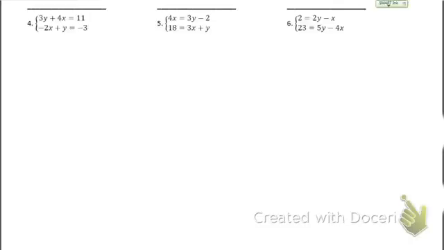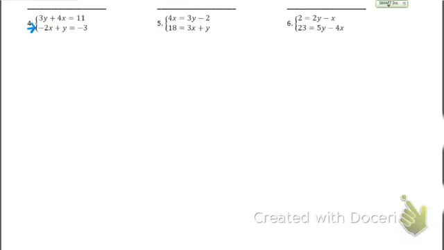Anybody have an idea? Malika, what did you guys talk about? I said that negative 2x plus y equals negative 15 would be easier to convert. Okay, so she said that the second equation would be the easiest to work with. Thumbs up, you agree. I actually agree as well.